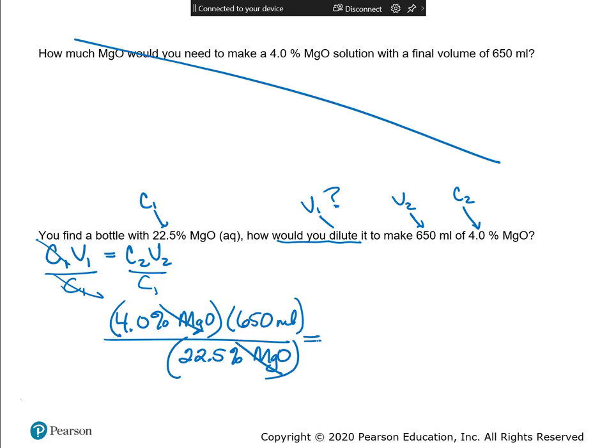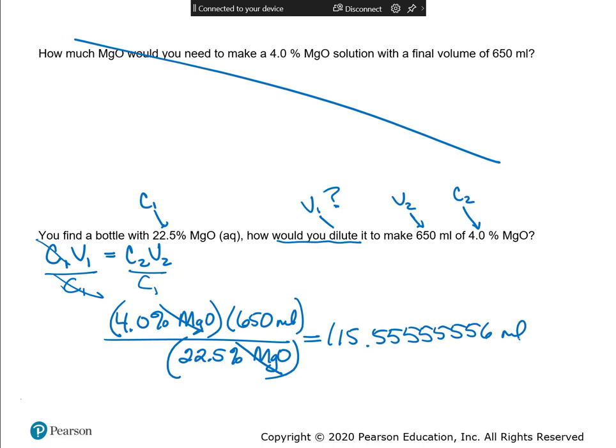And I'm not going to give you molar and percent because that's just mean. Okay, so I will give you those directly. 4 times 650 divided by 22.5. And I got 115.5555556 milliliters, or 5 repeating.